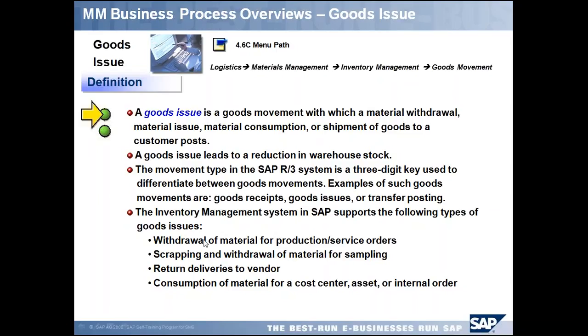Withdrawal of material for production or service orders. Because you have a certain service order, say a big lathe machine your company has manufactured, in which you have to change some parts, small materials. For that case you can withdraw. You're not consuming it.